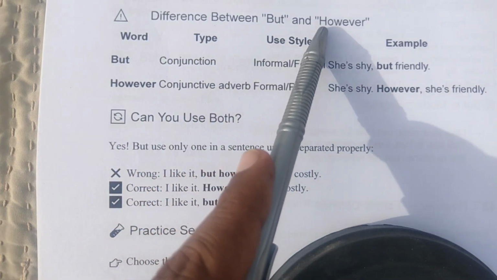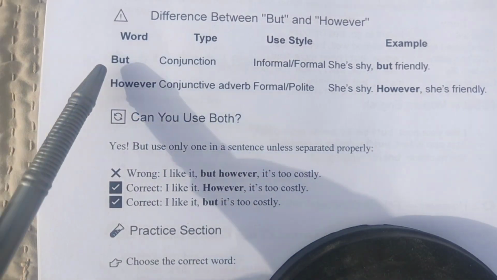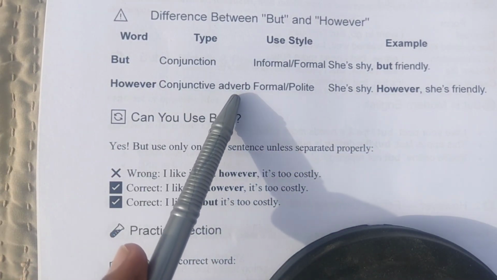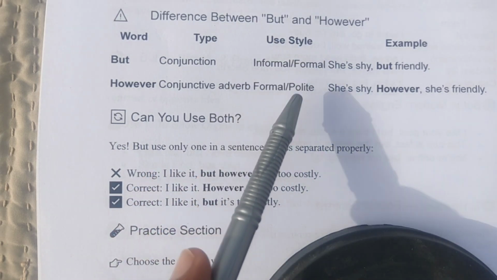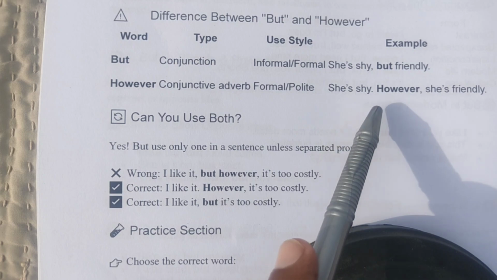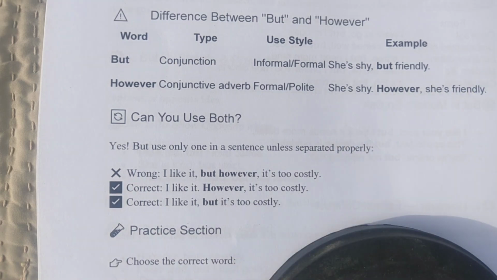Difference between but and however. Word: but and however. Type: conjunction, and adverb. Use style: informal, formal, polite. She is shy but friendly. She is shy, however she is friendly.